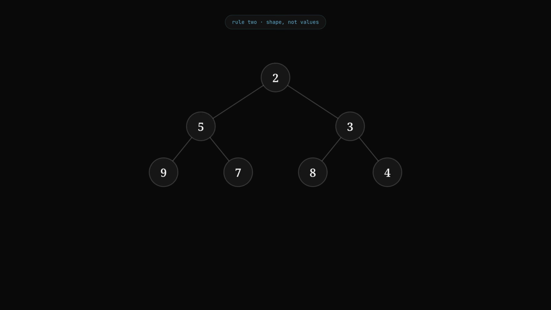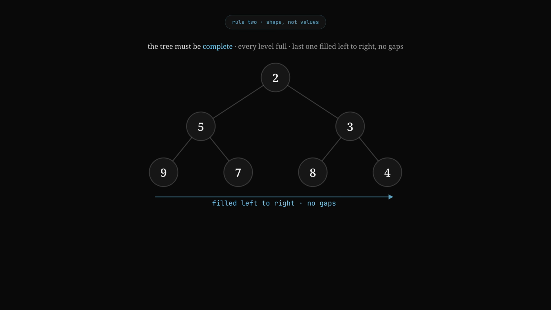The heap has a second rule, and it's about shape, not values. The tree must be complete. Every level full, except maybe the last, and the last one filled left to right, no gaps. Completeness is what catches the trick Lesson 13 teased.